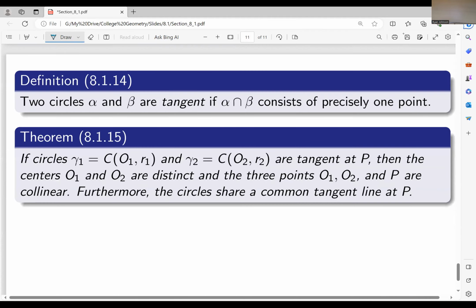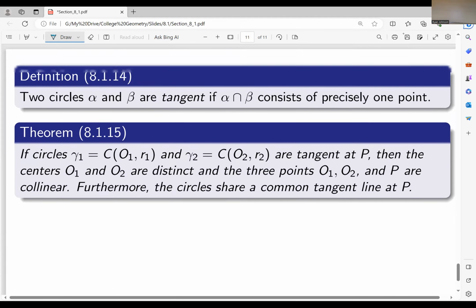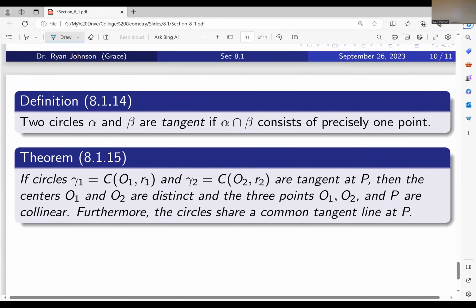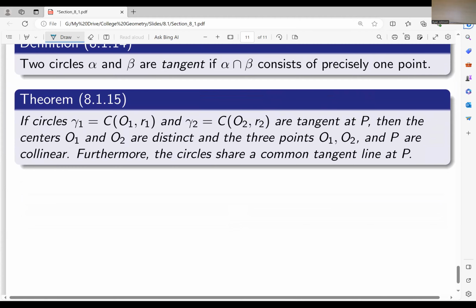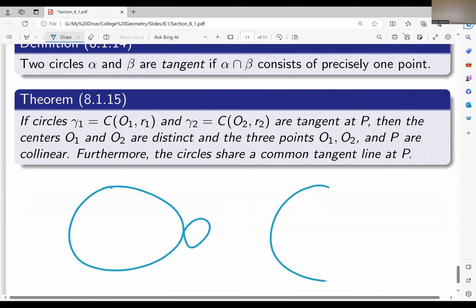All right. So we're on our last slide here. So two circles, alpha and beta, are tangent if their intersection consists of precisely 1 point. So you could have circles tangent like this, or you could have circles tangent like that. Okay, that's the two ways you might see tangent circles.